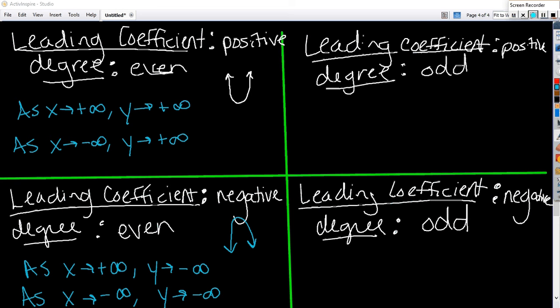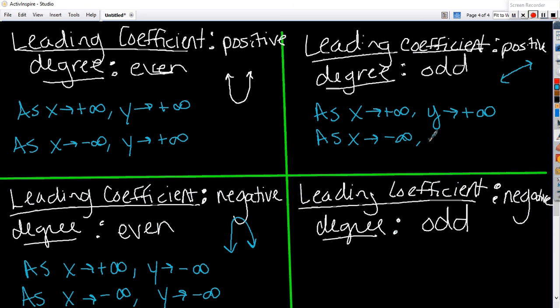Now let's look at the odd degrees. So these would be like cubics or lines. A positive leading coefficient would look something like this, a line with a positive slope. So on the right side, which way am I going? Up. And how about the left side? Negative. Any odd degree is always going to be opposite. It'll have one positive, one negative.